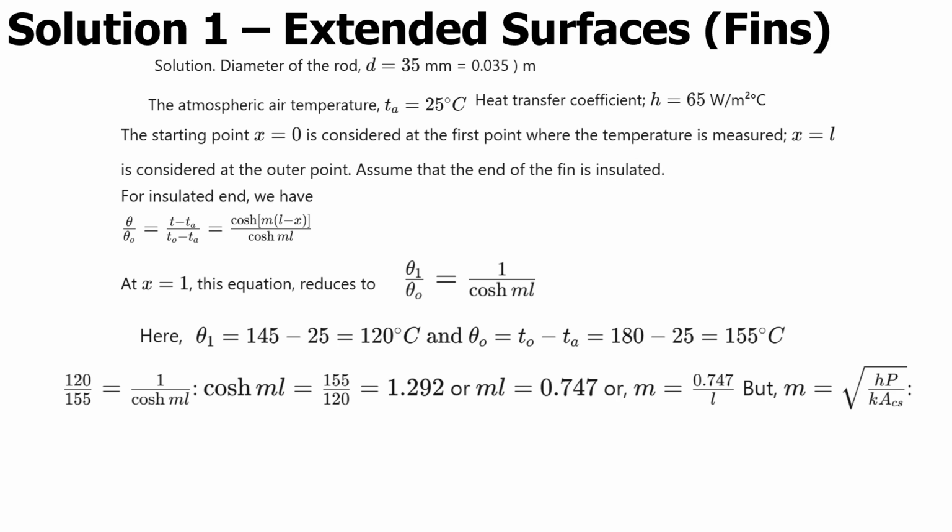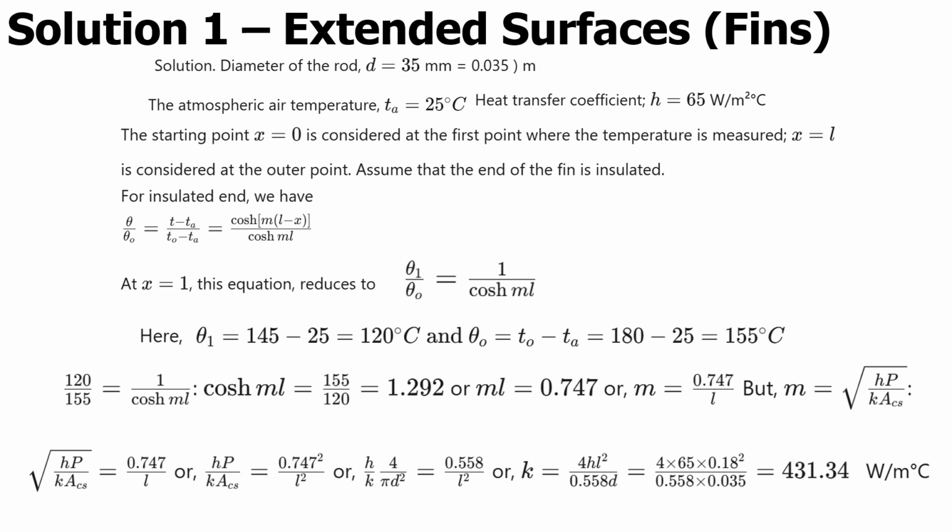Now we know that m is also defined by the square root of h times P divided by k times ACS, where P is the perimeter and ACS is the cross-sectional area. For a circular rod, the perimeter P is pi times D, and the cross-sectional area ACS is pi times D squared over 4. So substituting this into the formula for m, we get m equals the square root of 4h over k times D.